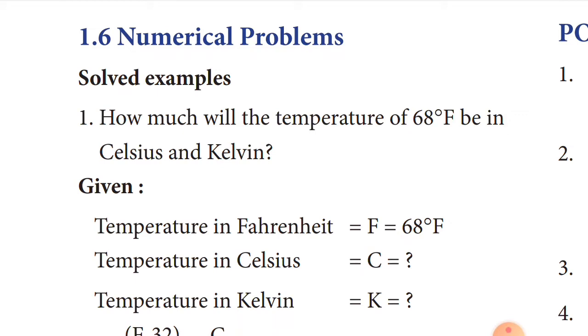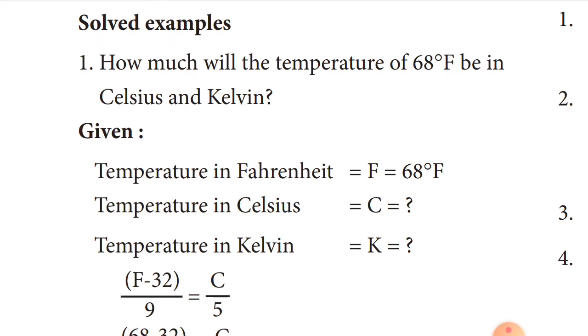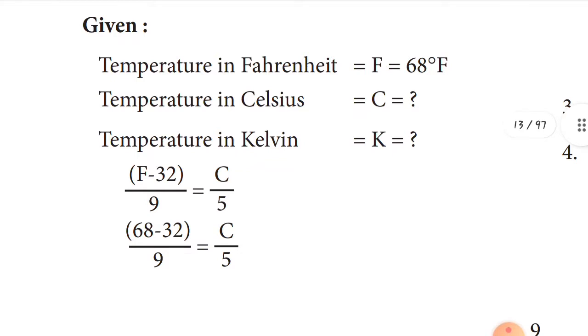Children, you have to work out the problems in your rough note, and afterwards write them in your classwork note. See the solved example. First one: what things are given? First you write. Fahrenheit is given, 68 degree Fahrenheit. They want the Celsius and Kelvin scale conversion. So the temperature is given in Fahrenheit only: F equals 68 degree Fahrenheit. What is your question, children? Celsius scale and Kelvin scale. That is your question.